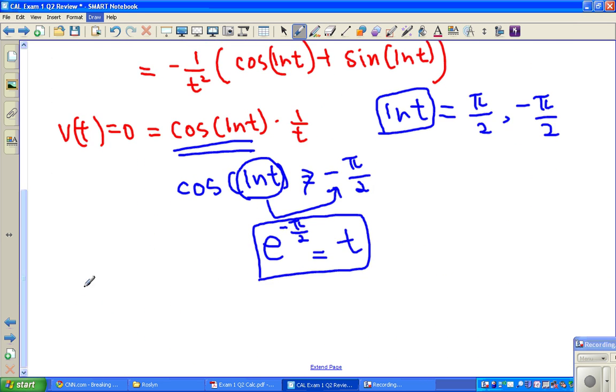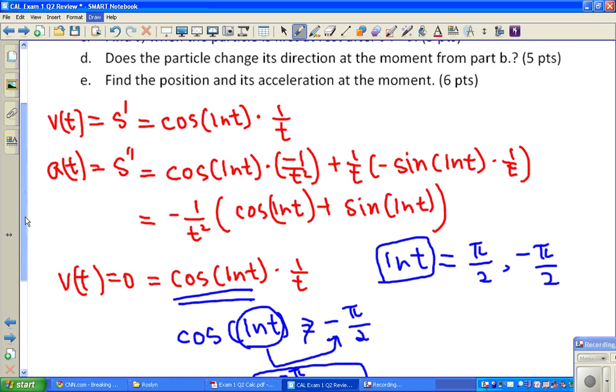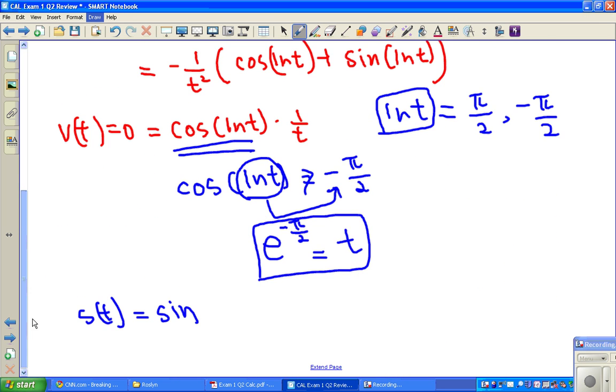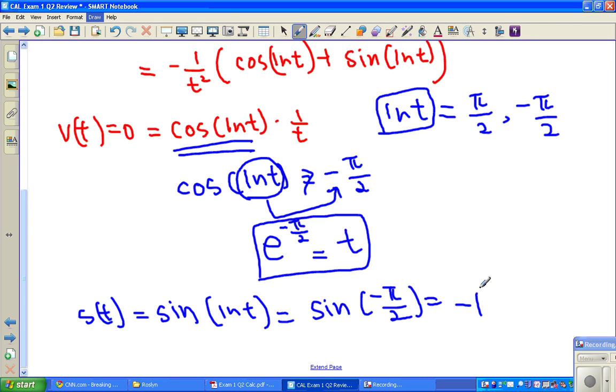Position here becomes s of t is equal to sine of ln of t. Technically, we can put this value in here, or we can put ln of t, which has to be equal to negative pi over 2. By plugging that here, we get sine of negative pi over 2, and our answer will be equal to -1.